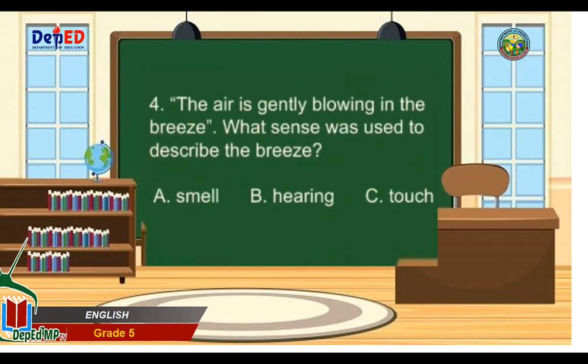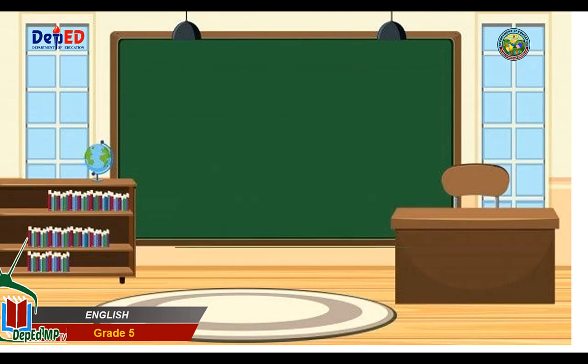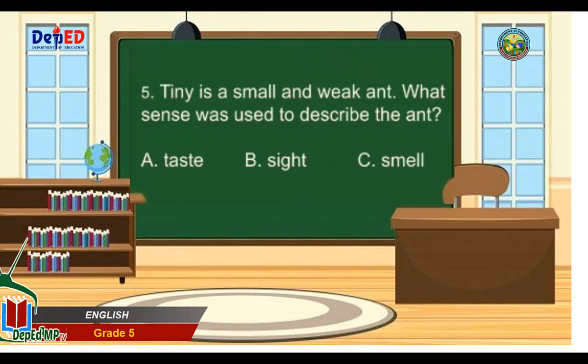Number 4. The air is gently blowing in the breeze. What sense was used to describe the breeze? A. Smell. B. Hearing. C. Touch. Number 5. Tiny is a small and weak ant. What sense was used to describe the ant? A. Taste. B. Sight. C. Smell.